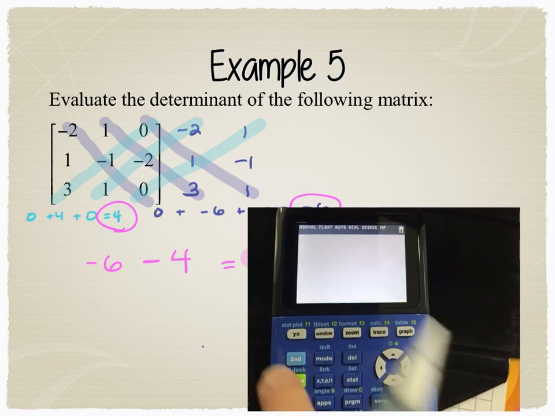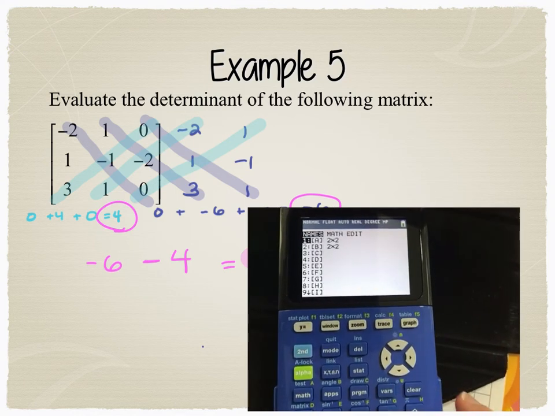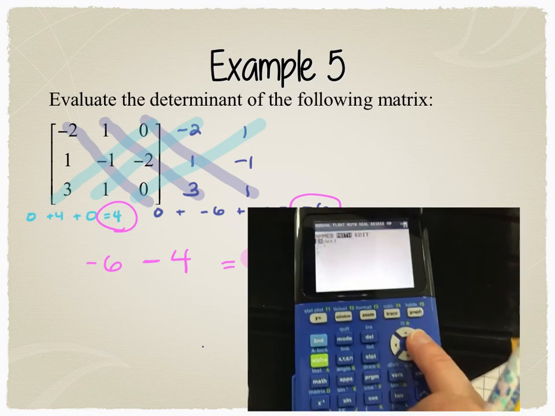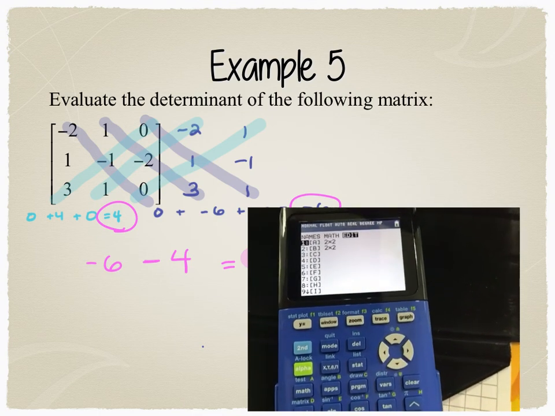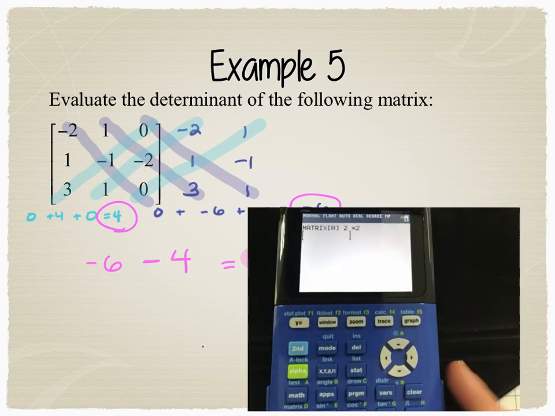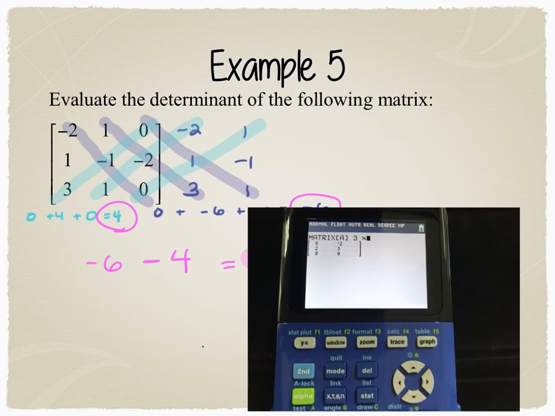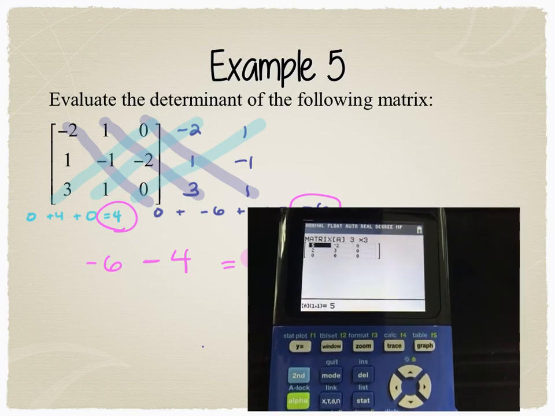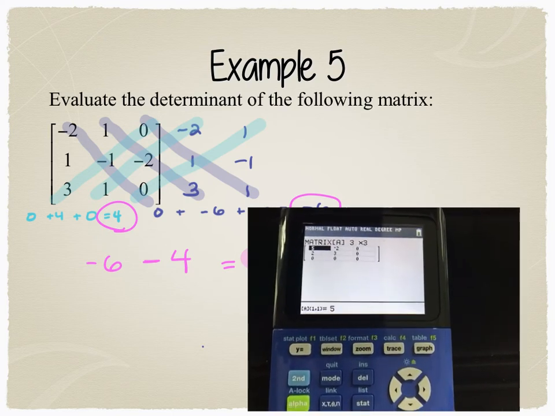Okay, I'm going to go to my matrix menu, second matrix. I'm going to go over to where it says edit. I'm going to pick that first one because I don't need anything that's in there anymore. And I'm going to make it a 3 by 3. And then I'm going to enter in my original matrix.